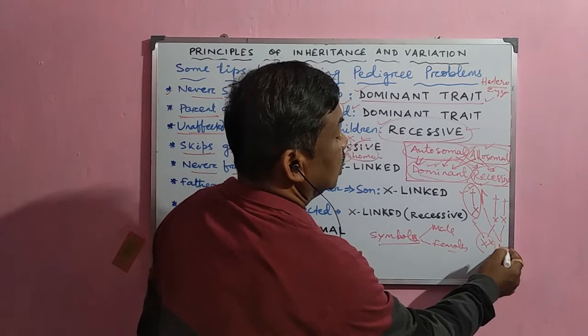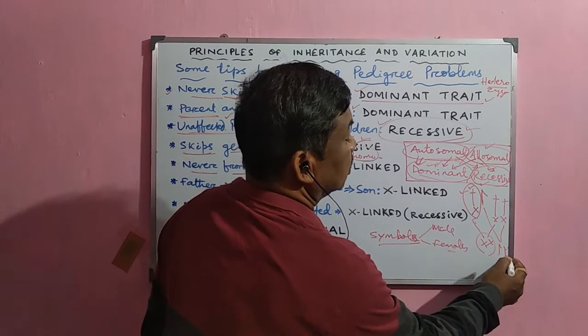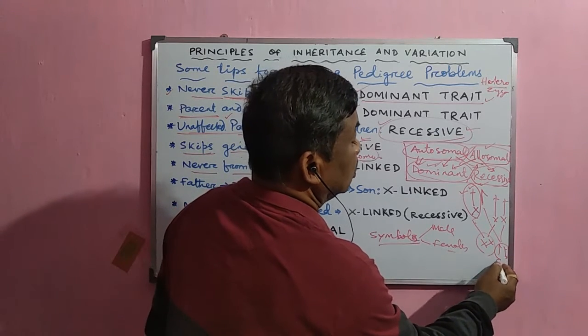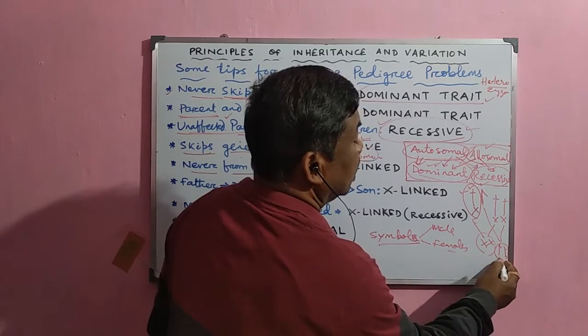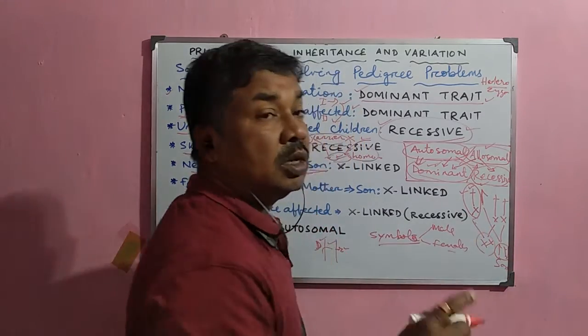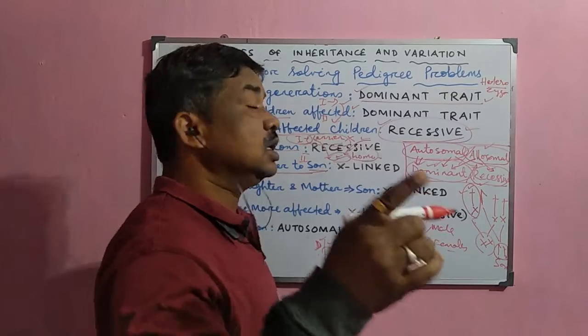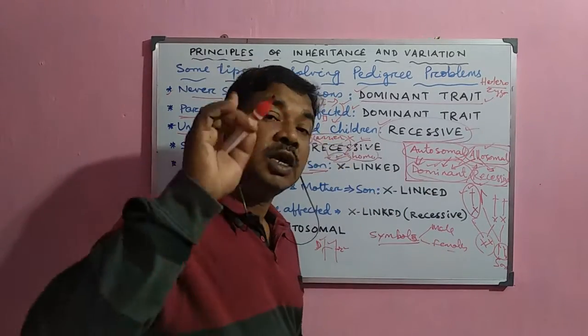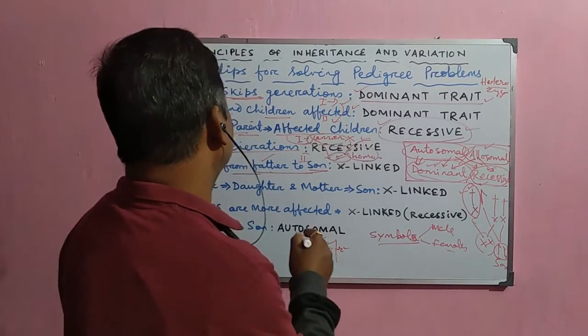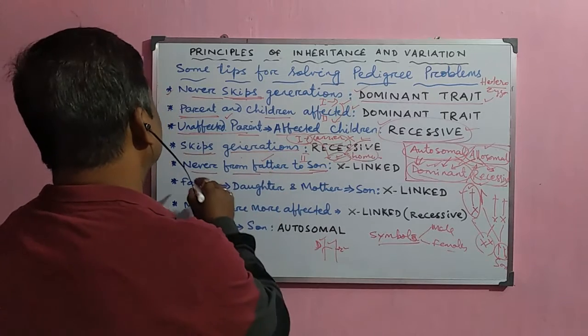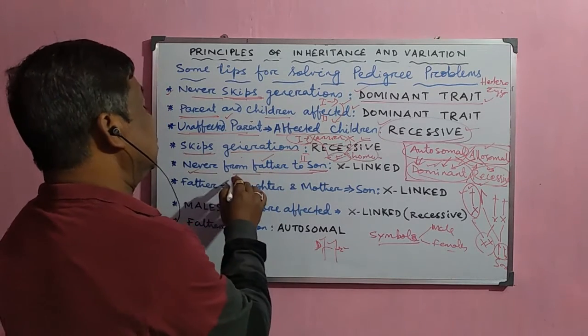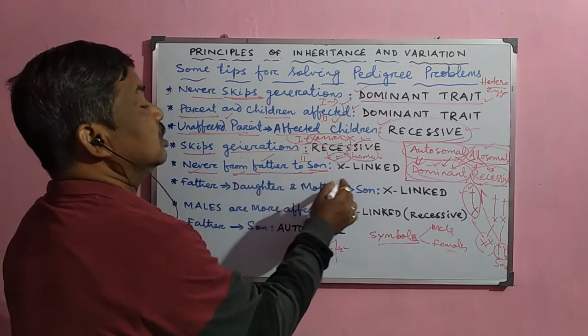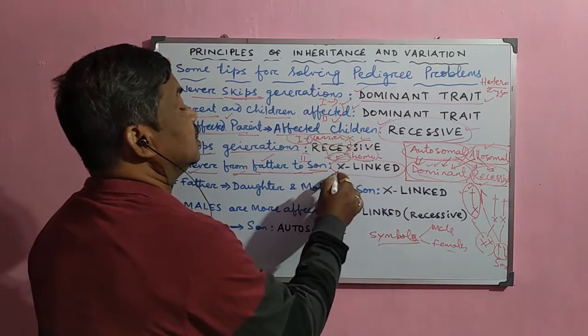So the son gets the Y chromosome from the father and the X from the mother. The son receives the Y chromosome from the father only, no X chromosome. So that is why it is X-linked. The father never gives the X chromosome to the son. So when a disorder never goes from father to son, then it must be an X-linked disorder.